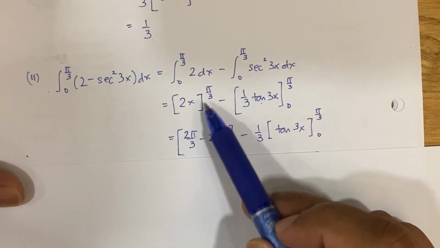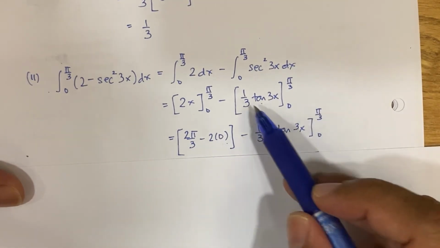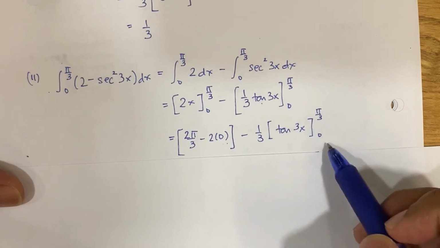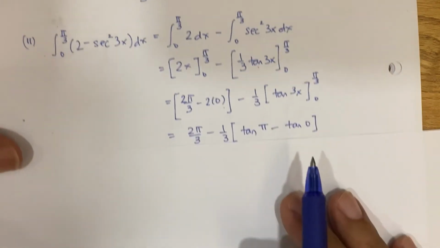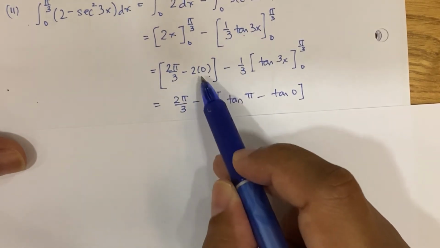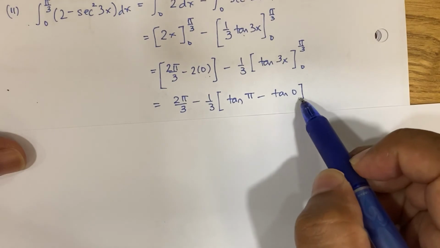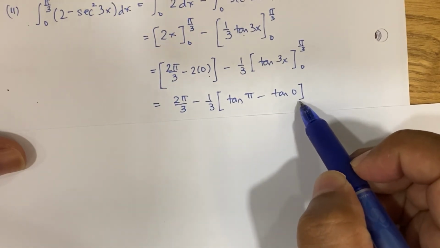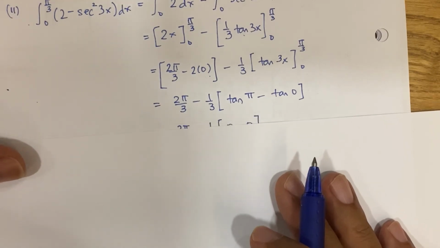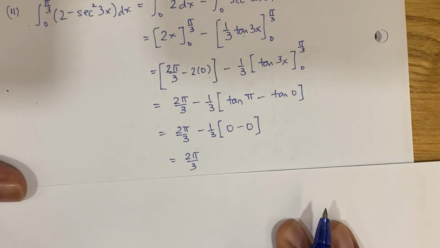This is going to be 2 pi over 3 minus 2 times 0. And 1/3 is a constant multiple, so I take it out. I'm going to evaluate this from 0 to pi over 3. So I have 2 pi over 3 here minus 1/3 times tangent pi minus tangent 0. Correct? Tangent pi and tangent 0 are actually 0. So we have this.